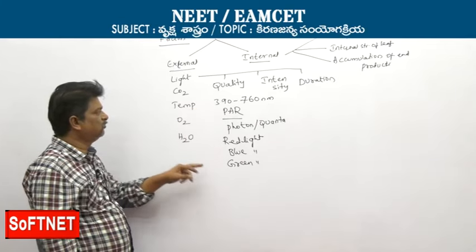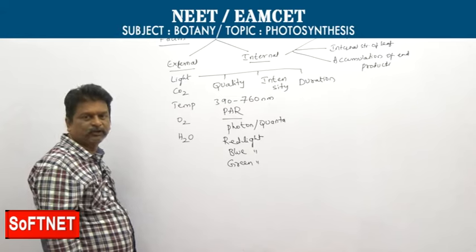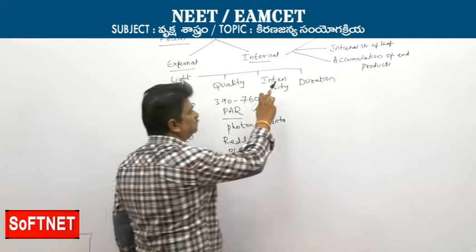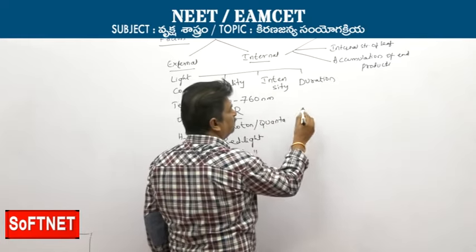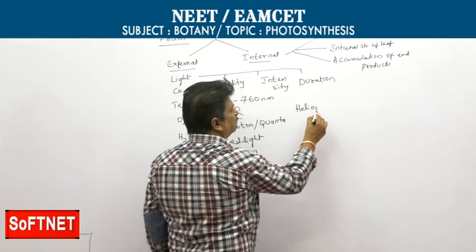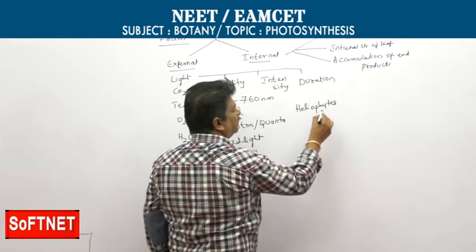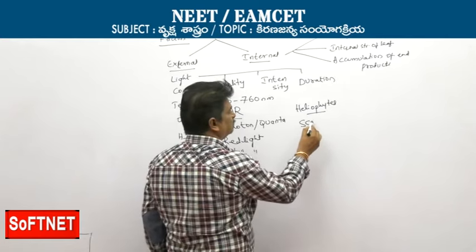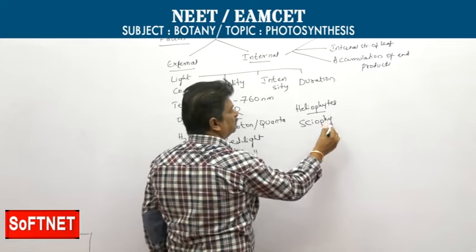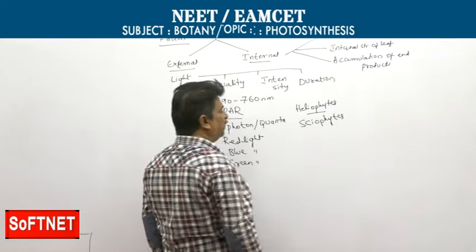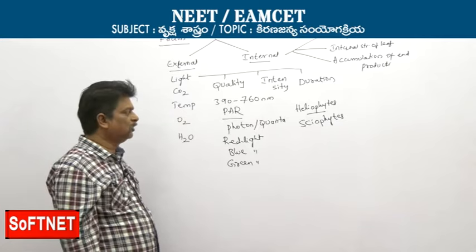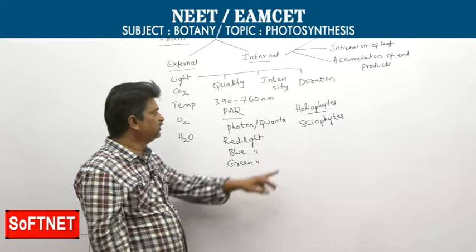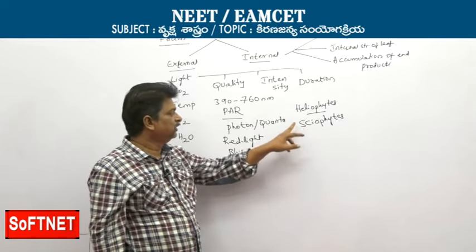So, it is quality. Then next one, intensity. Some plants grow under high light intensity, called heliophytes. Some plants grow under low light intensity, called sciophytes.